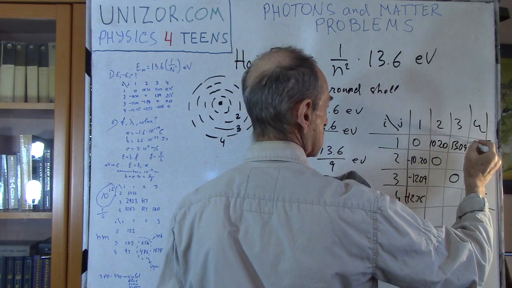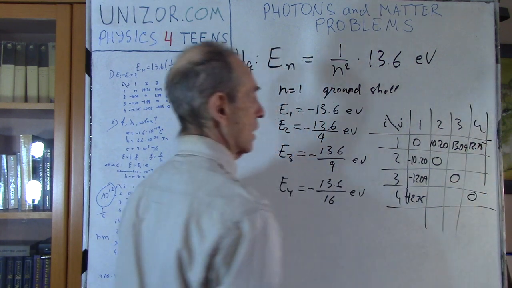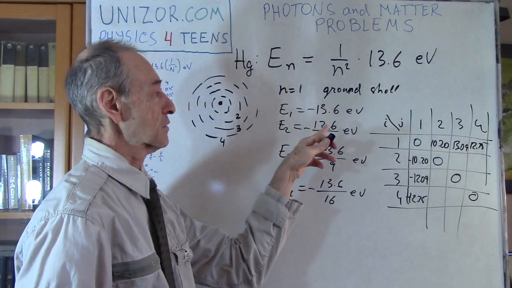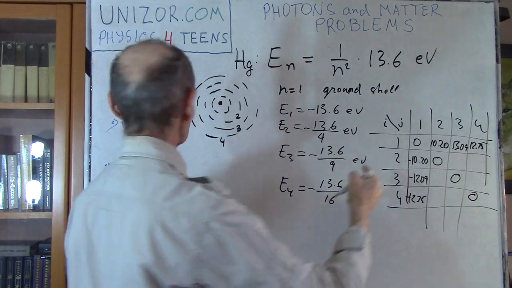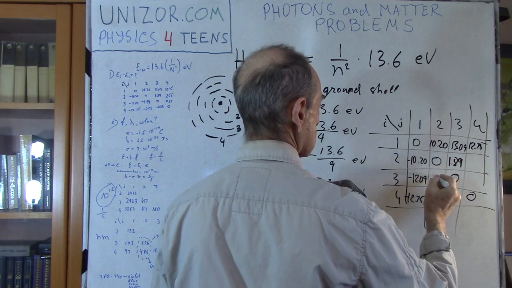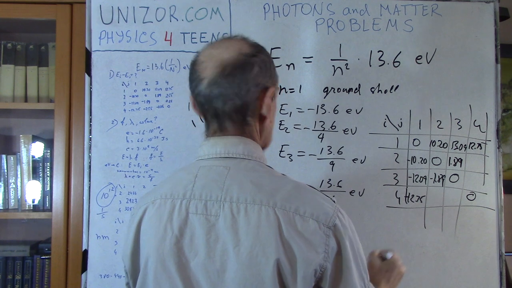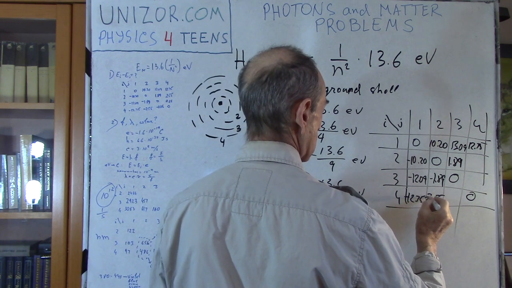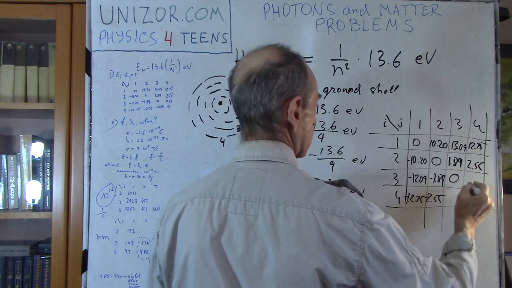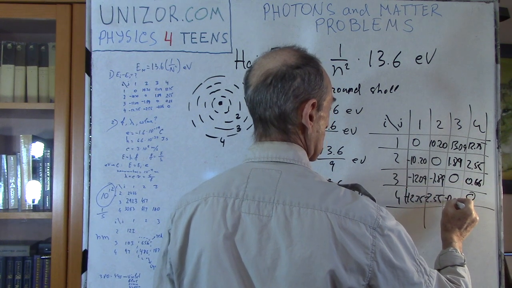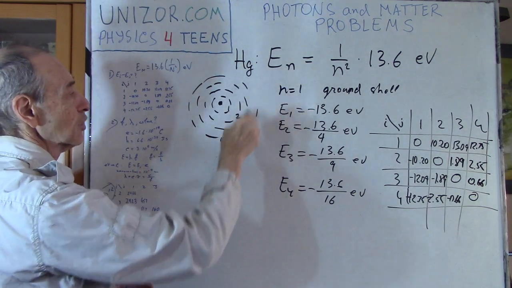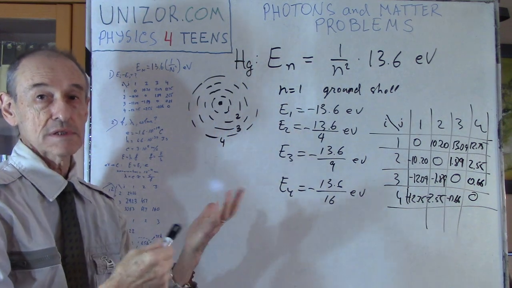And this is 1275. So between 1 and 2, as you see, the difference is significant. Between 2 and 3 is less. So what's between 2 and 3? 1.89. Significantly less, minus 1.89. Then 2.55 with a minus sign, and significantly less will be between third and fourth. So the further we are, the closer to each other these shells become.